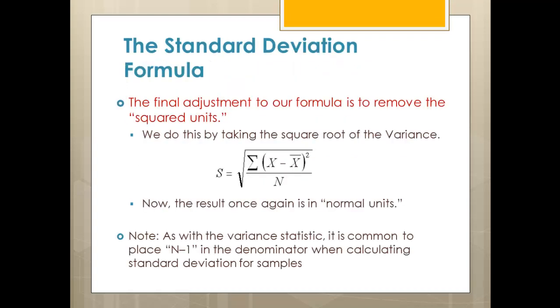So the final adjustment here is to undo what we did. We squared everything. Now we're going to take the square root of our result, and that should theoretically, but not exactly, put it back into original terms. This is why we prefer squaring to get rid of the negative signs as opposed to taking the absolute value, because once we square something, we can take the square root of it and get back into a more traditional scale of measurement, the actual scale of measurement that we were using to find the deviation scores to begin with.